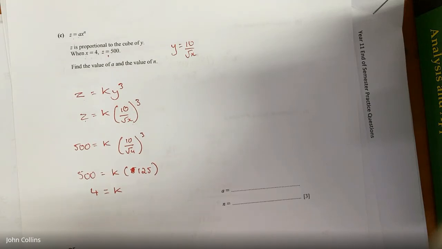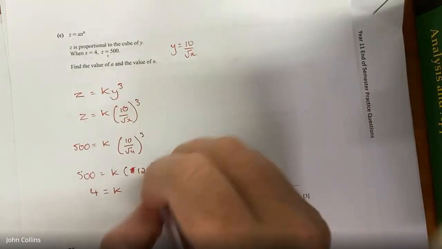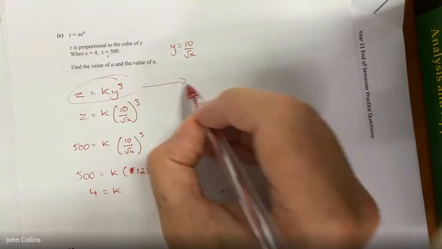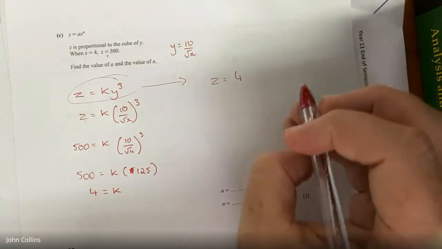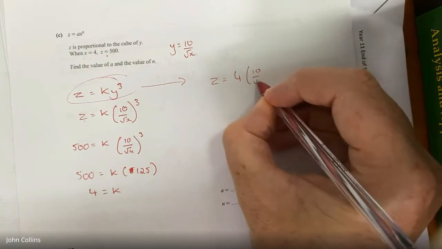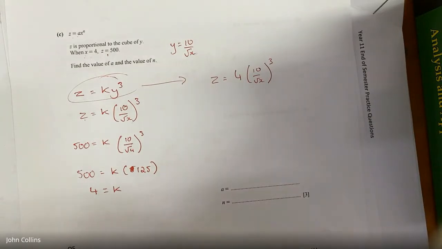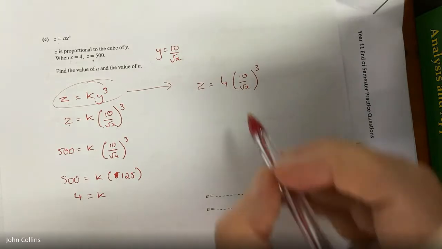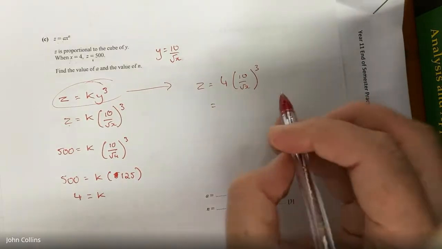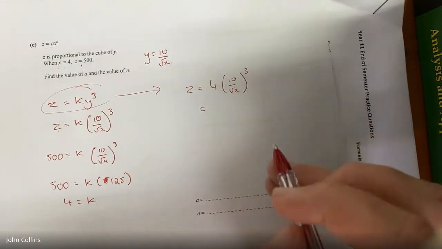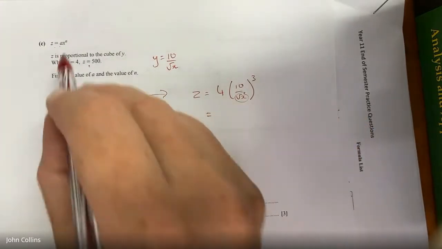Okay. Indeed. So I'm putting 4 in for k. And x in for, let's look at this again. Z is equal to 4, 10 over root x cubed. Now, this is a bit of trickery, really, I think. Notice the similarity. So now we're going back here.